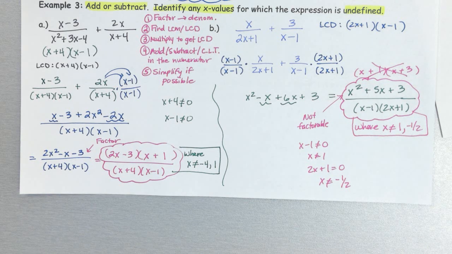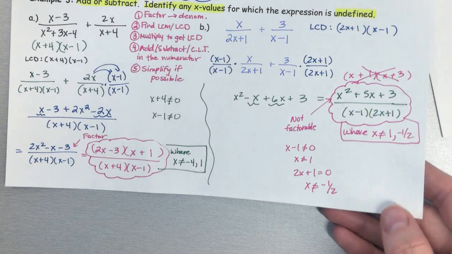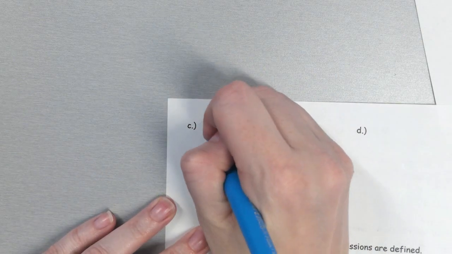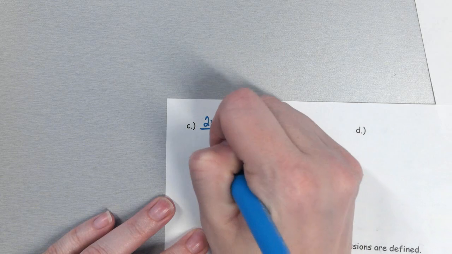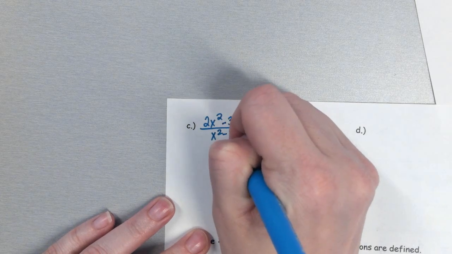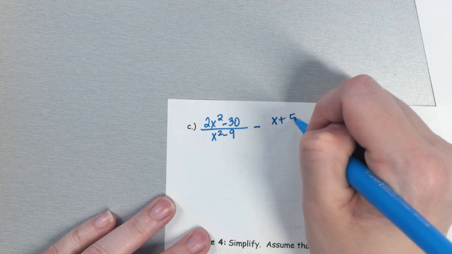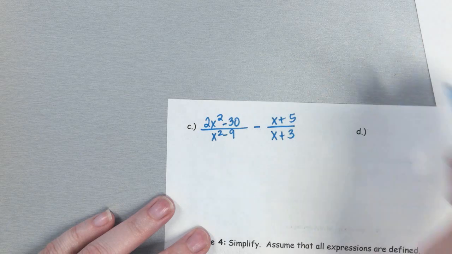Alright, you ready for subtraction? Ready or not, here we come. Alright, so for part C, we have 2x squared minus 30 over x squared minus 9 minus x plus 5 over x plus 3.